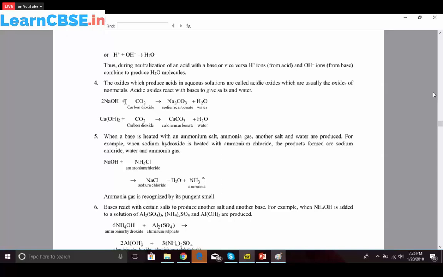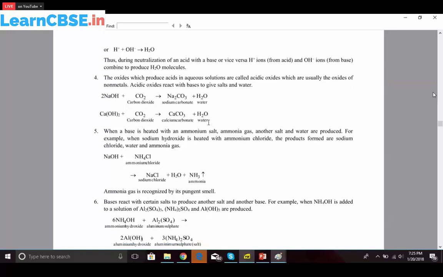So we take an acidic oxide, that is CO2. When it reacts with the base NaOH, it produces Na2CO3 plus water. Then calcium hydroxide, when it reacts with CO2, where the hydroxide is the base and CO2 is the acid, forms calcium carbonate plus water.